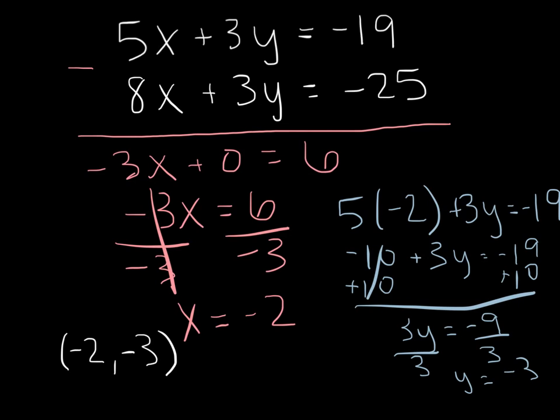So let's take a look at what we just did here. We had a system of equations, and we wanted to eliminate one of the variables. And we did that by subtracting one equation from the other equation. That eliminated our y's. We got rid of our y's. No more y's. And then we just went ahead and solved for x. Then we take that x that we just solved for and substitute it back in to find our y. And now we have our point, -2, -3.